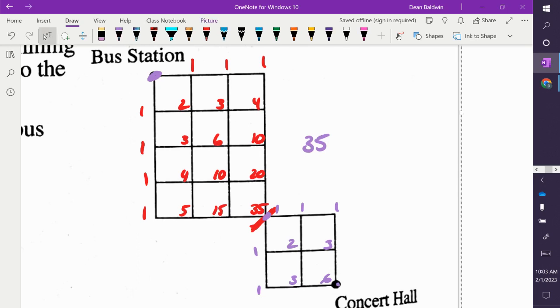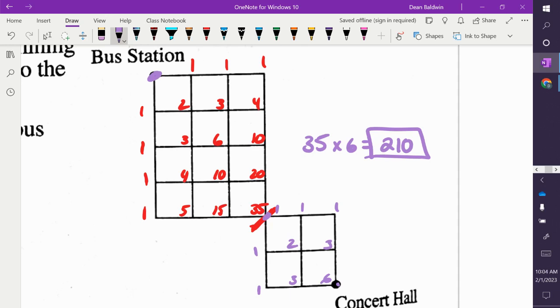What does and mean in math? Multiplication. Yeah. So and means multiplication. So if we go 35 times 6, I don't know what that is, 210. There's 210 ways to go from the bus station to the concert hall. Okay?